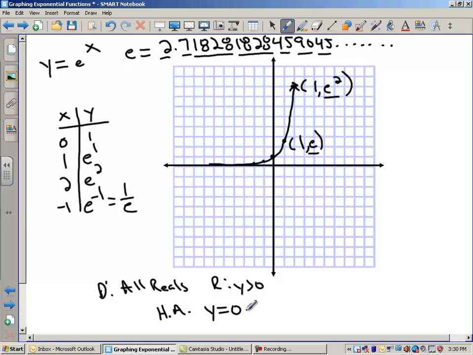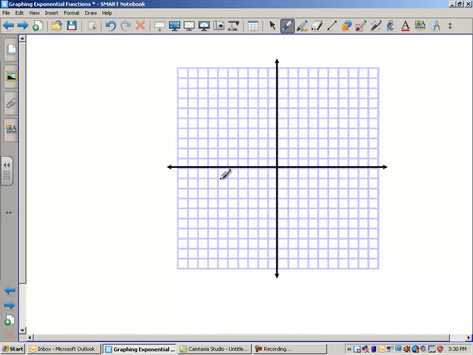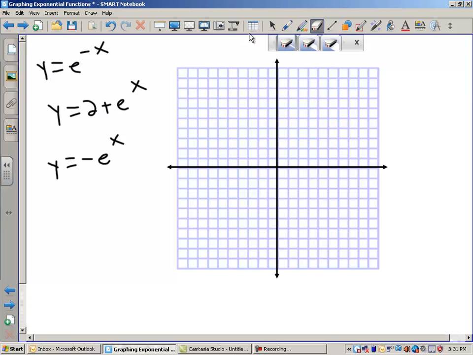Now, the only other thing that I'm going to show you is how to change some of these. So I'm going to have you look at one more graph here, and I'm going to show you what happens. I'm going to use e as some examples. We're going to graph e to the negative x, and we're going to graph 2 plus e to the x. And then we're going to graph negative e to the x. As a matter of fact, I should probably do these in different colors.